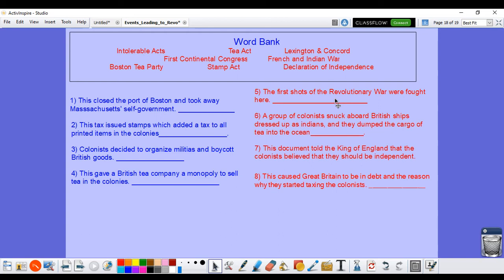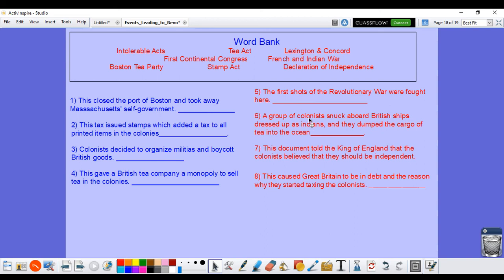Ooh, the first shots of the Revolutionary War were fought here. Well, I know it's going to be a location, so I'm going to look in the word bank for the names of a city or more than one city. Yeah, Lexington and Concord should go there.